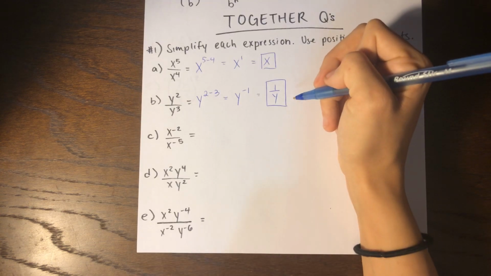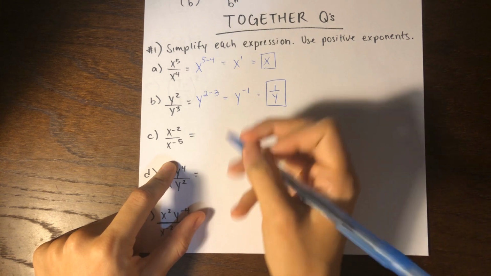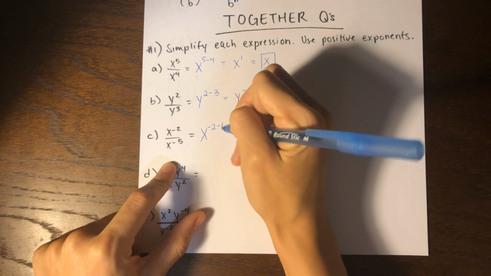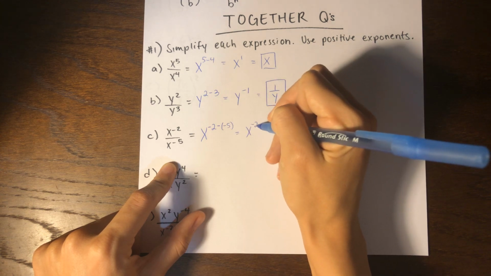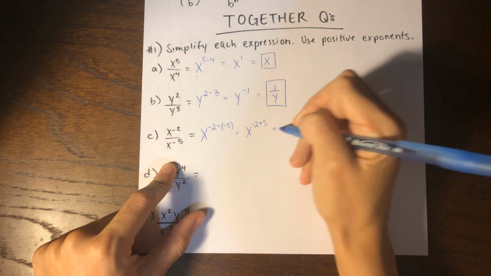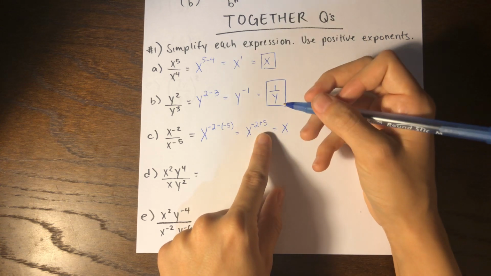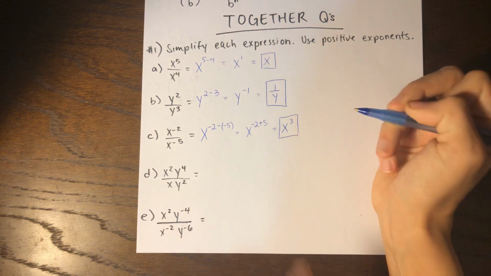The next one, I have x to the negative second divided by x to the negative fifth. So they share the base of x, and we have negative 2 minus negative 5. Okay, this turns into x to the negative 2 plus 5. So we have x, and then negative 2 plus 5 is 3. So we have x to the third, or x cubed.